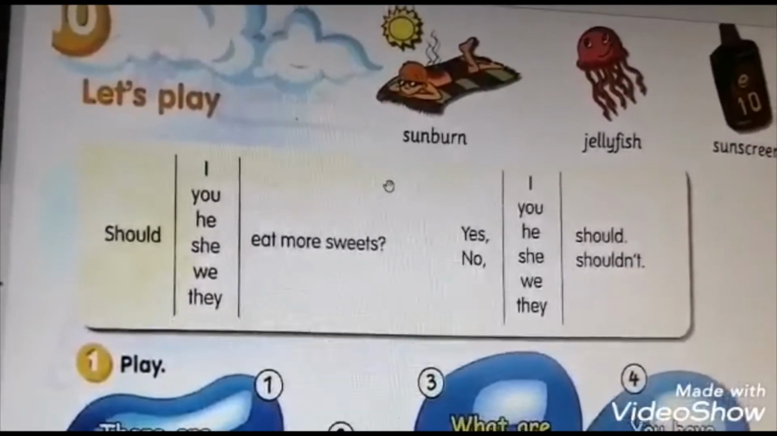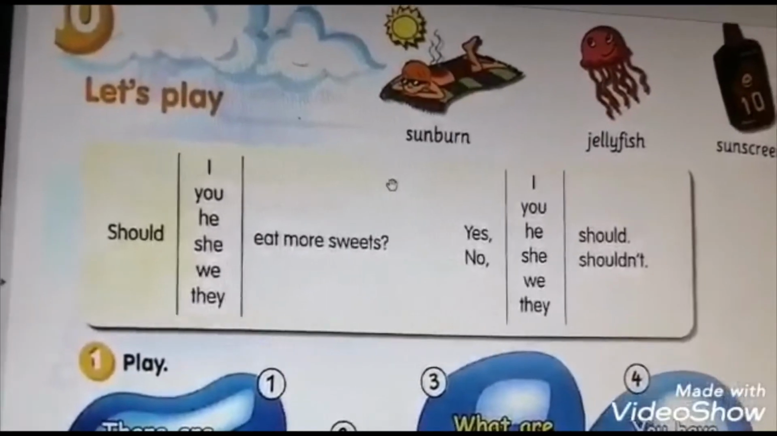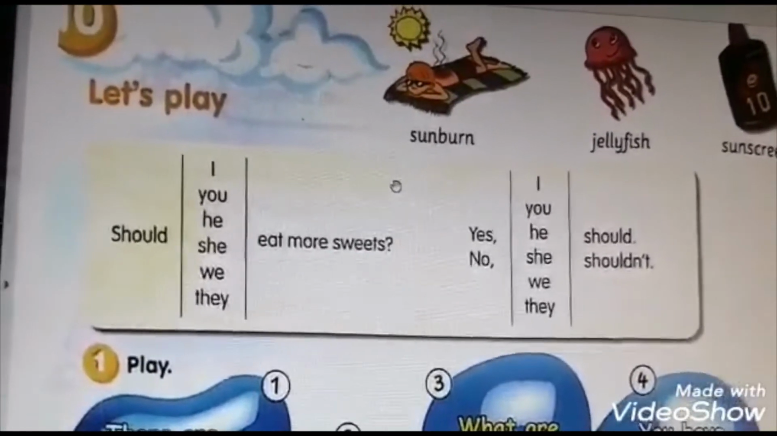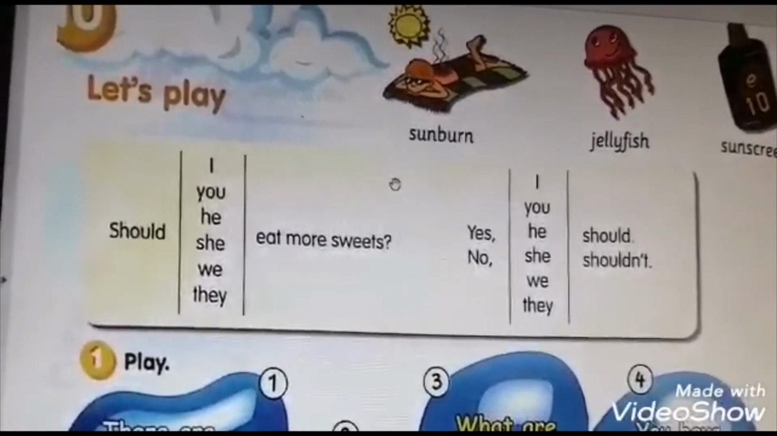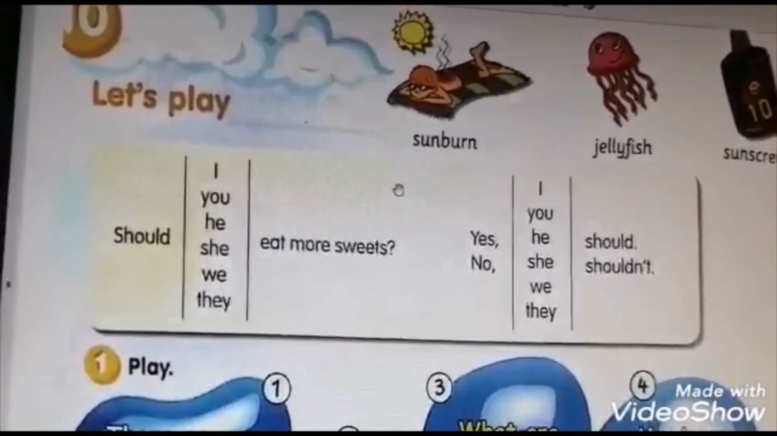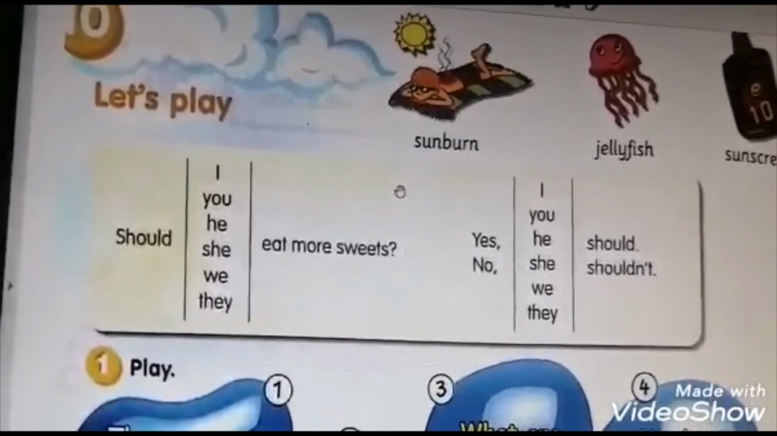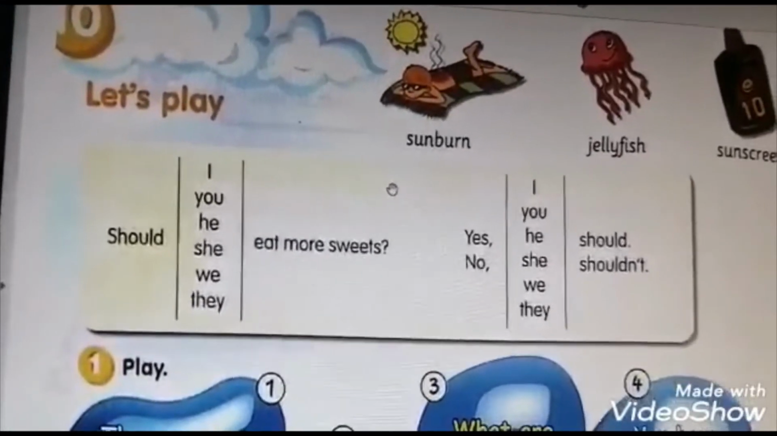Please open your student book to page number 98. The title of this lesson is Let's Play. The objectives of today's lesson are to ask and answer questions about what one should or shouldn't do.